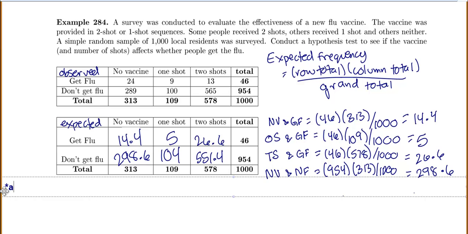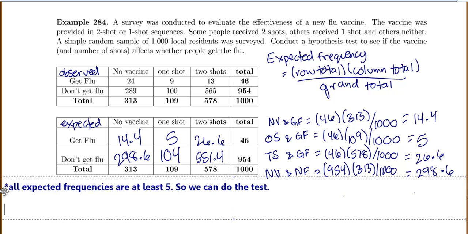Now let's just double check. All expected frequencies or counts are at least 5, right? And the smallest one is 5, so we're good. So we can do the test. You should always check that.